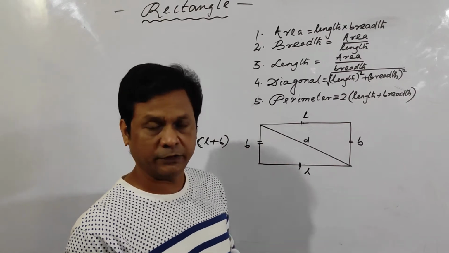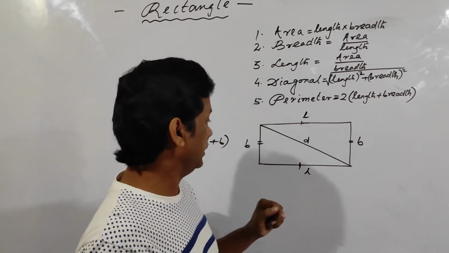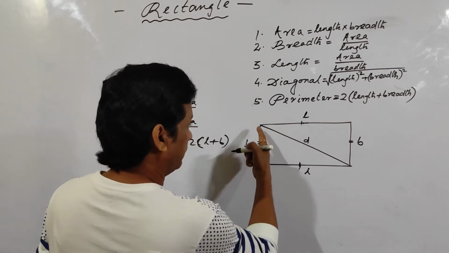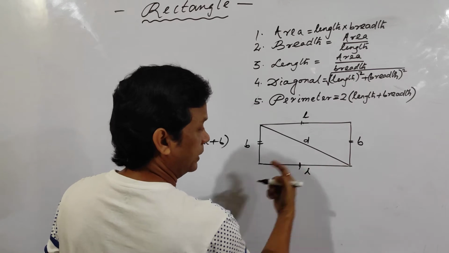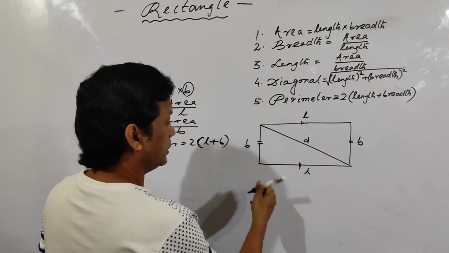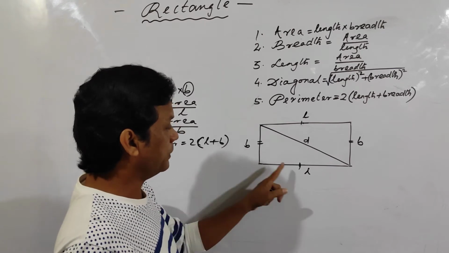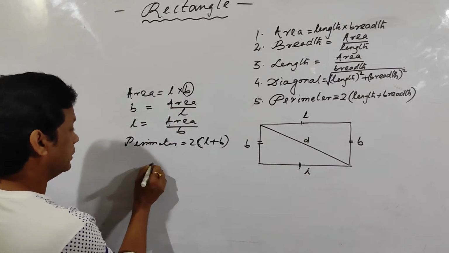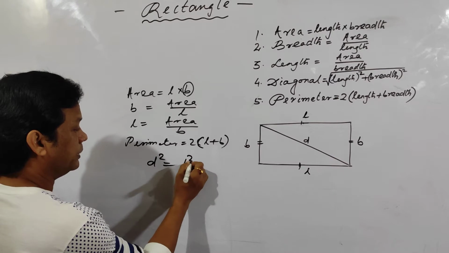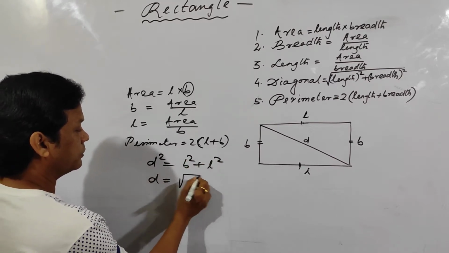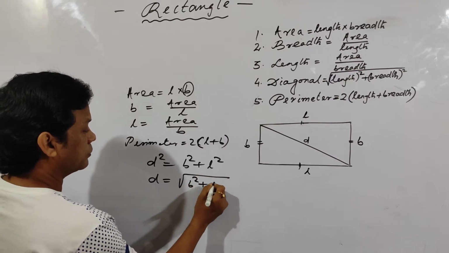If length and breadth are given, what is the length of the diagonal? Apply the Pythagoras theorem to this triangle or to this triangle, any triangle. This is length, this is breadth, and applying the Pythagoras theorem, b square plus l square is equal to d square. That means d square is equal to b square plus l square, and d is equal to the square root of b square plus l square.